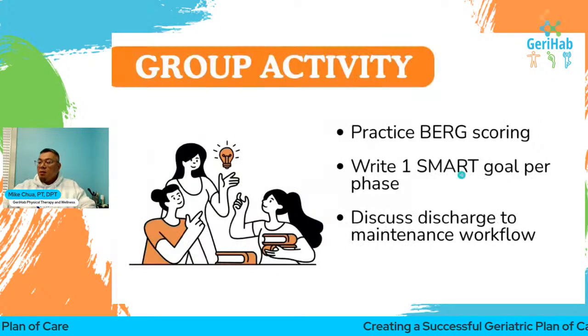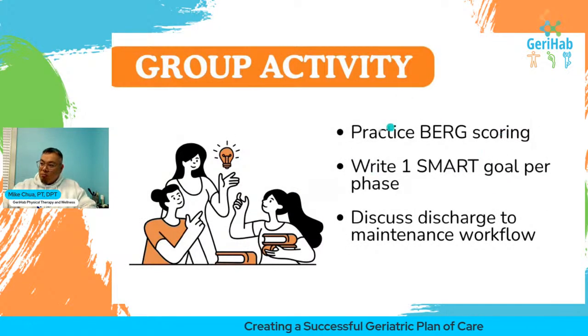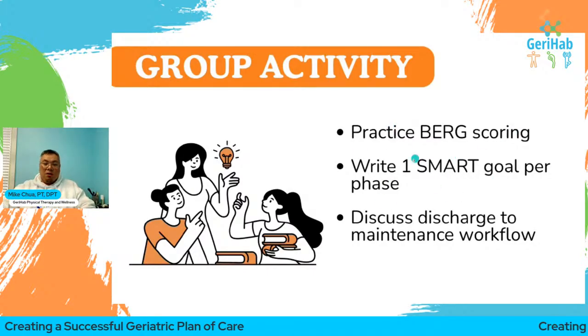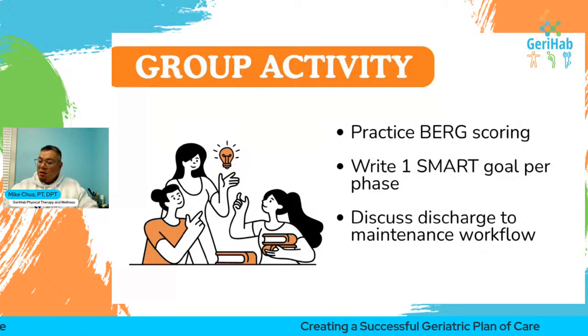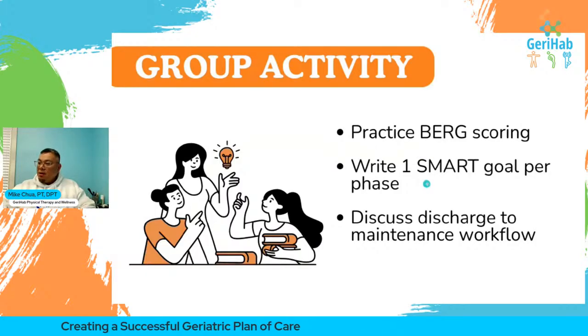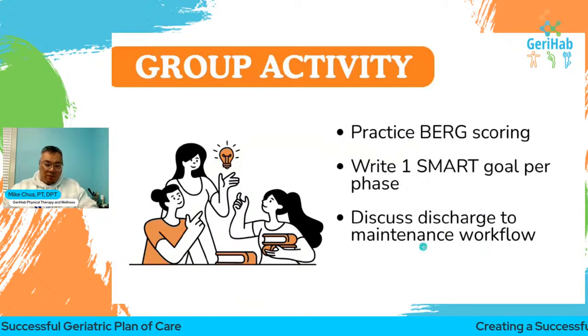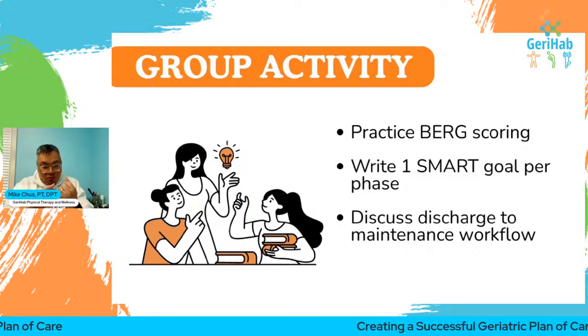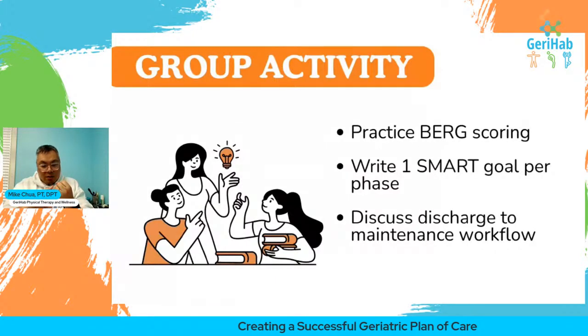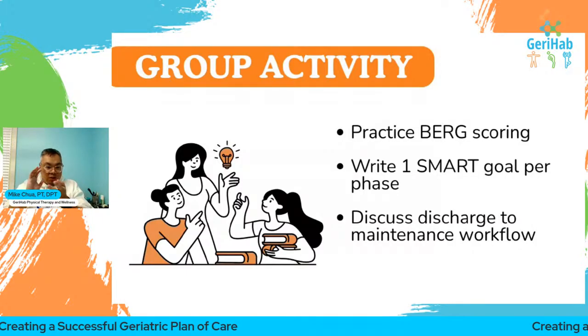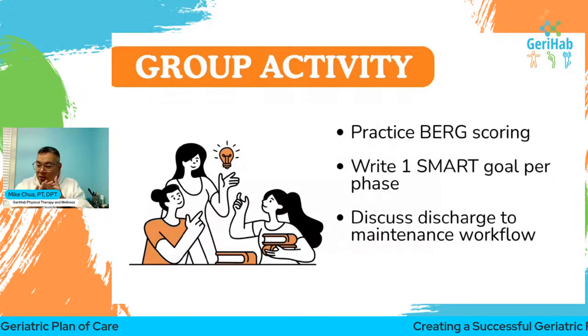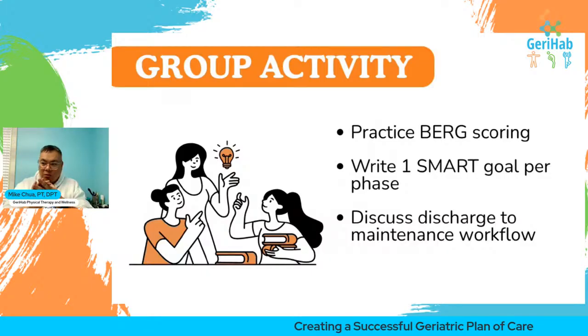Okay, go ahead and practice your work. Write a SMART goal. Right, even though you're a PTA, you need to make sure you're writing a SMART goal. Why? Because you need to see if your therapists, your PTs or OTs, are writing a SMART goal, right? And then discuss the discharge to maintenance workflow. So once the pain is controlled, both the shoulder and the hip, then you do strengthening, then you do balance, and then you discharge the patient from that case, and you create a maintenance program.